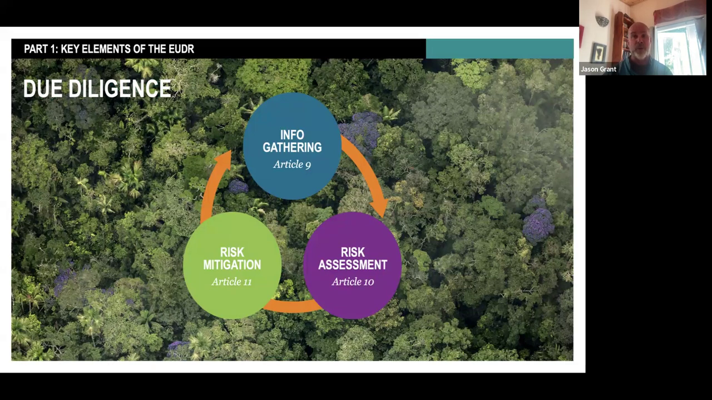There's three fundamental components to exercising due diligence: information gathering, assessing risk on the basis of the information that you've gathered, and then when you find non-negligible risk, taking steps to mitigate that risk. And of course, it's a continuous process. It's unending. It's never kind of one and done.